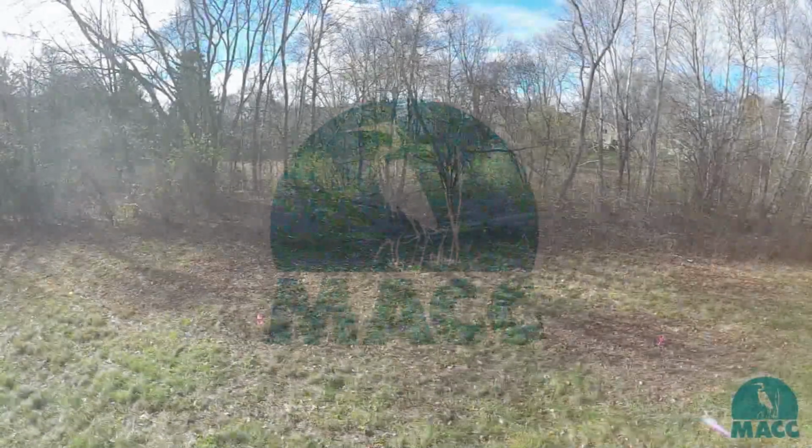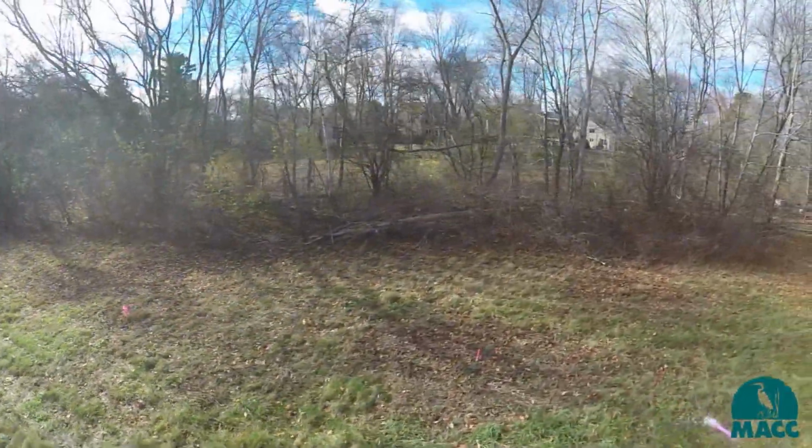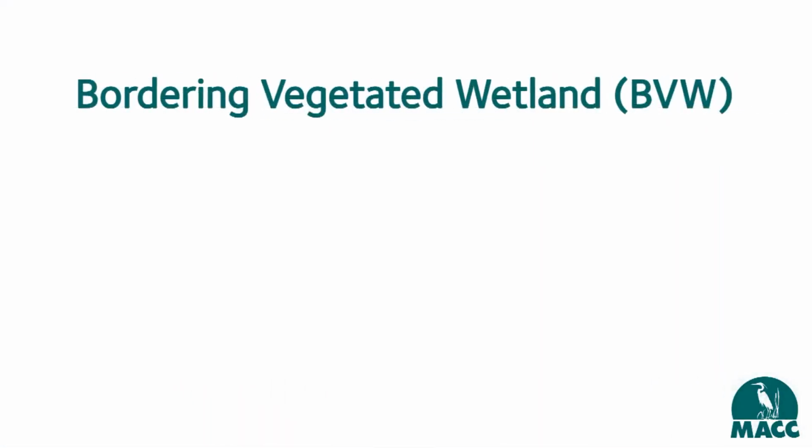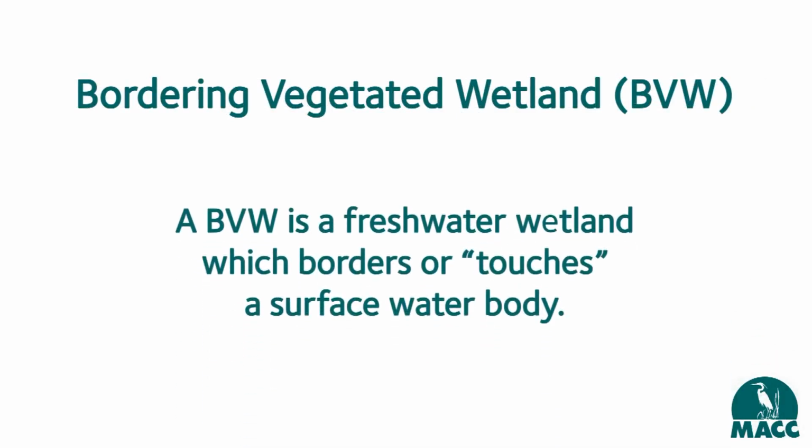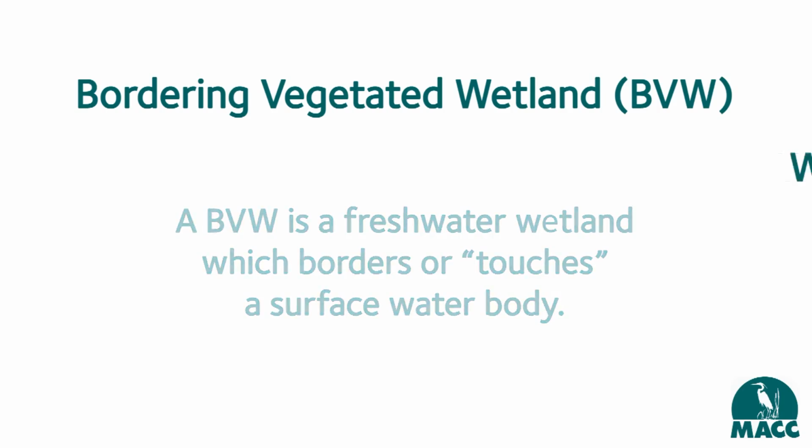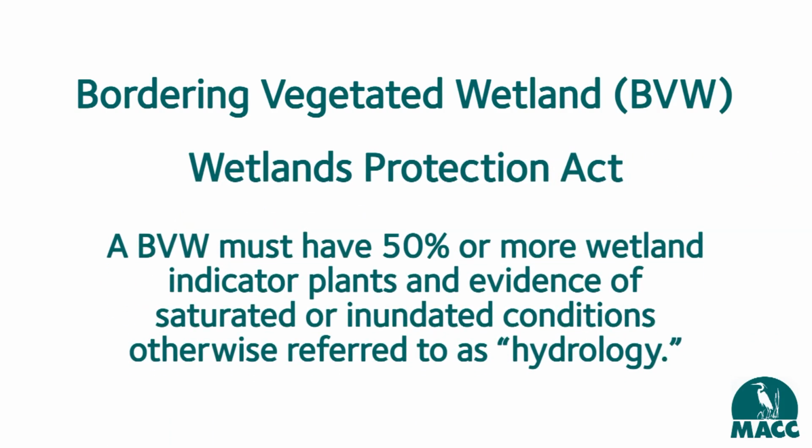It's often necessary to determine the boundaries of a resource area as defined by the Wetlands Protection Act. In this video clip, we're looking at how to delineate the boundary of a bordering vegetated wetland, otherwise referred to as a BVW. A BVW is a freshwater wetland which borders or touches a surface water body. Under the Wetland Protection Act, a BVW must have 50% or more wetland indicator plants and evidence of saturated or inundated conditions, otherwise referred to as hydrology.